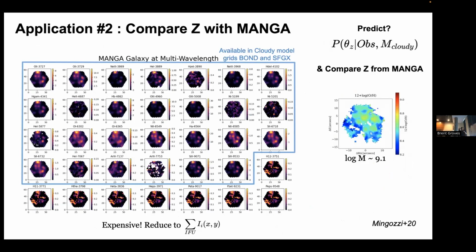For my project, I was curious to compare what the multigris output would be, the posterior of predicted metallicity, given a MaNGA galaxy. I selected a galaxy from Mingozzi 2020, and these are all the available lines in this galaxy. There are 35 total, but there are 27 lines that are modeled by the cloudy grid. I started with the IFU and then reduced down to the integrated lines for individual fluxes, and then compared that with the MaNGA prediction.